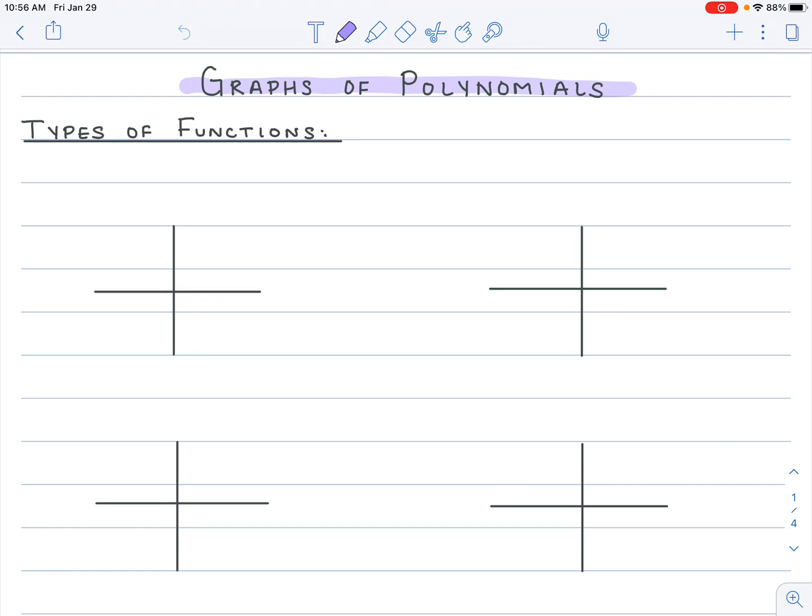All right, today we're looking at graphs of polynomials, and we're going to look at a lot of different functions. We're going to come up with some new terminology for different functions and look at some commonalities between all of them. So what I'm going to do for each of these, there are going to be 6 functions we're going to study here.